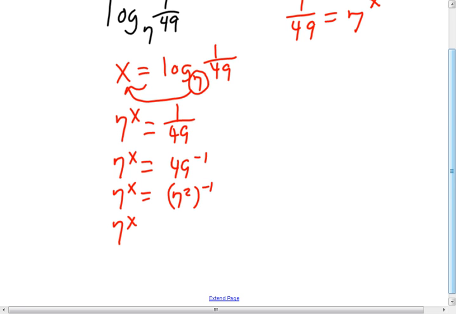Continuing to evaluate, multiply the exponents since we have a power to a power, so that would be 7 to the -2. Now that we have like bases, we see that x on the left is equal to the number -2 on the right. They match up, so that is in fact the answer. So x equals -2.